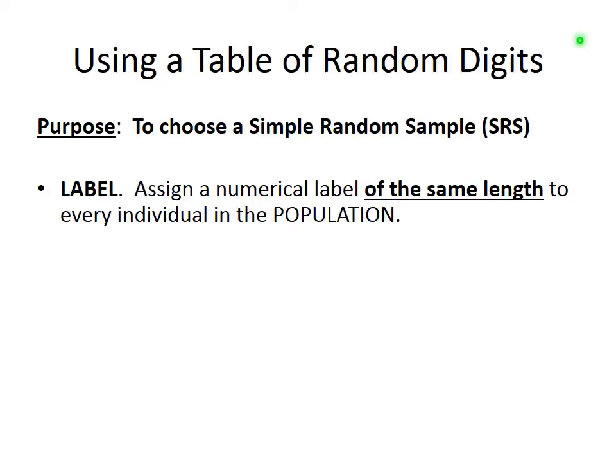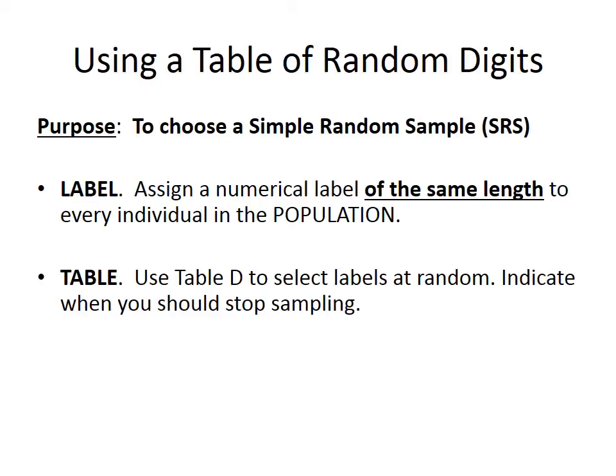The first step is to assign labels to every individual in the population. Those labels need to be of the same length. They need to all either be 1-digit or all be 2-digit or all be 3-digit labels, etc. There should be no mixture of lengths.